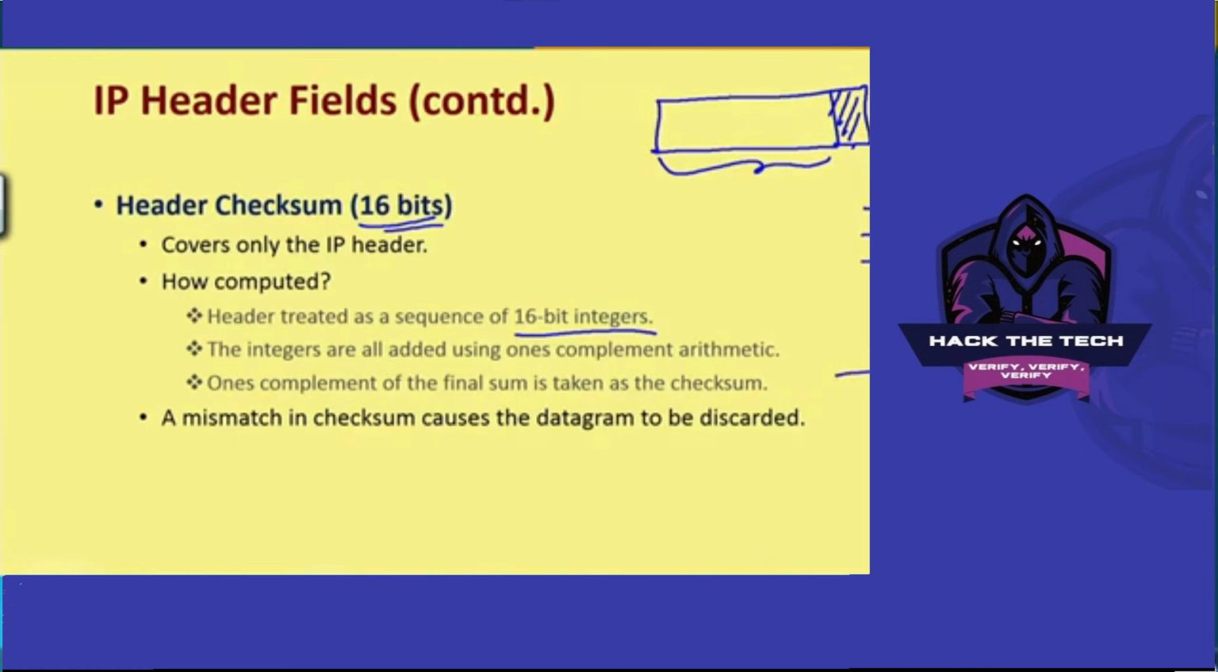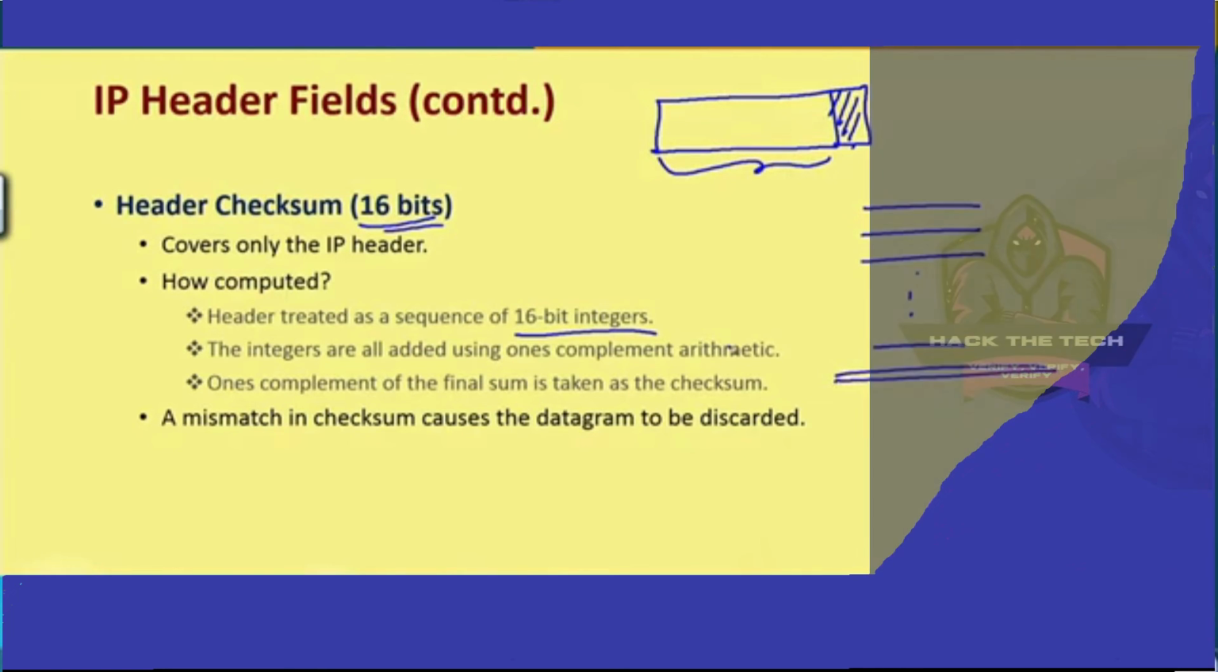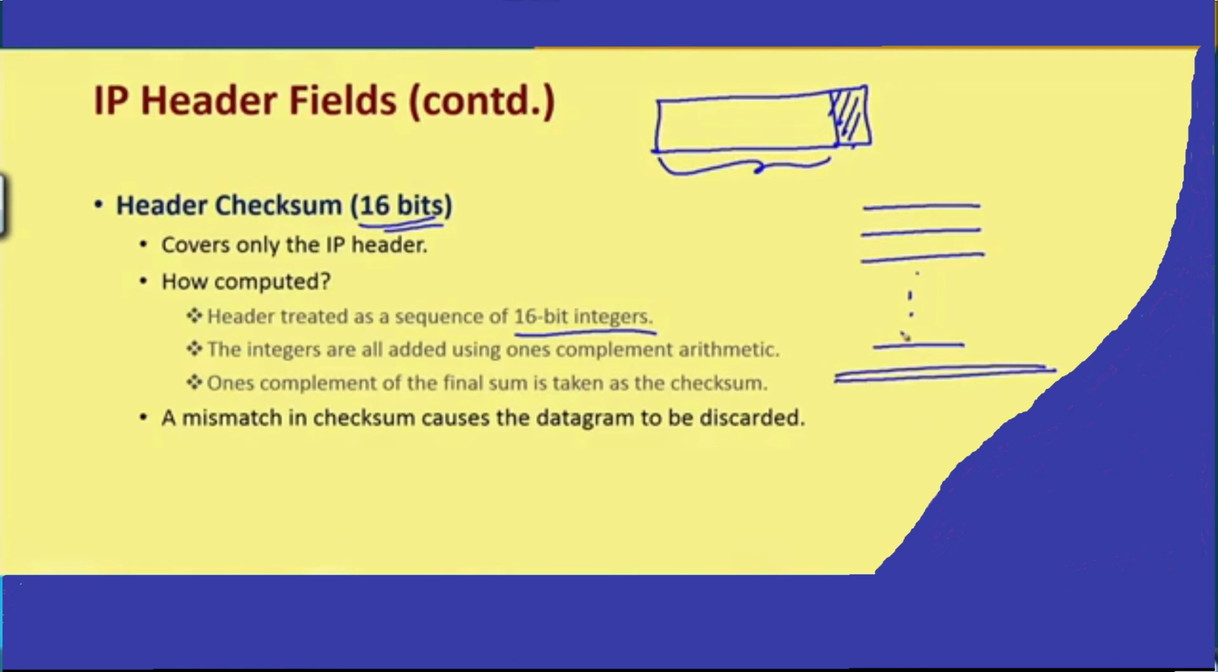So, what you do, you add them all up using 1's complement arithmetic. Just assume that these numbers are 1's complement integers, you add them up, and after adding them up you take 1's complement of the final sum. 1's complement means just to take complement, 0 becomes 1, 1 becomes 0. That you take as the final checksum. Simple, just addition and then complementation. This can be done very fast. This is how this checksum is computed.